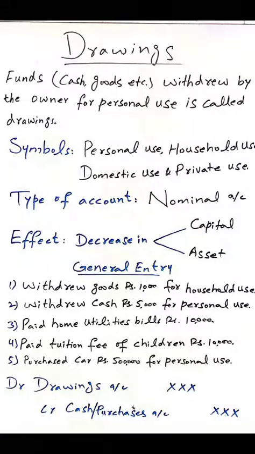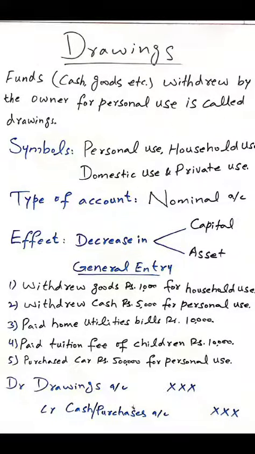Type of account. Drawing is a type of nominal account, which means it closes at the end of each year. Drawings result in a decrease in capital and assets. The following journal entries are used for the proper understanding of drawings.